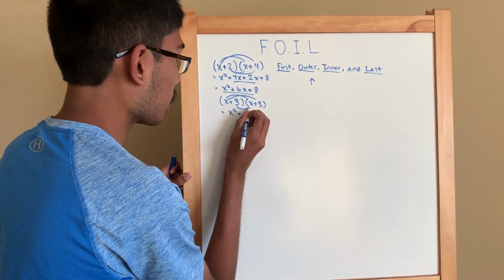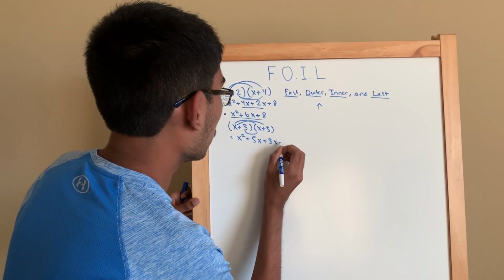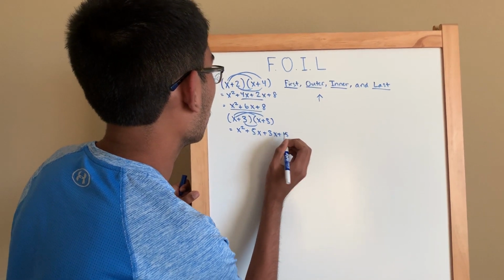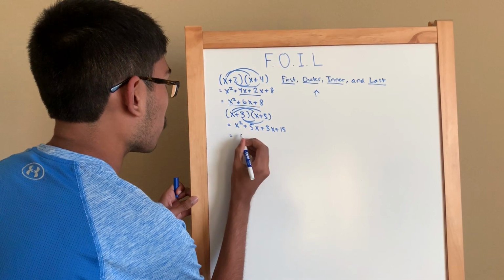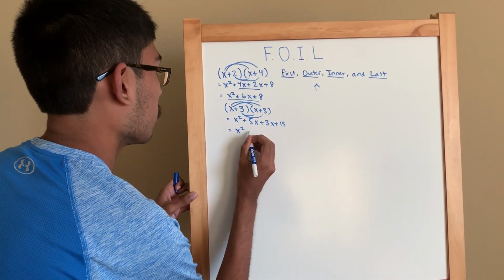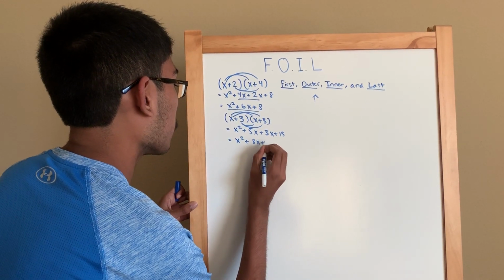Then, 3 times x, which is 3x. Then, 15, for 3 times 5. Then you get x squared plus 8x plus 15.